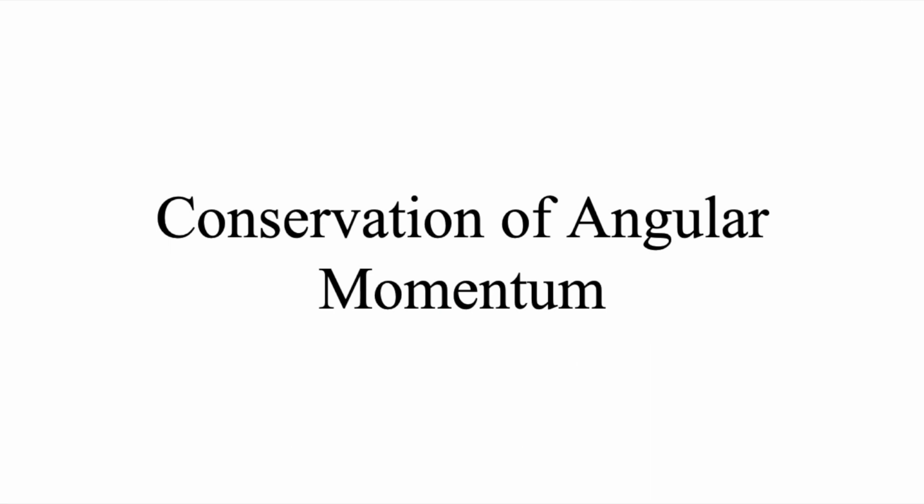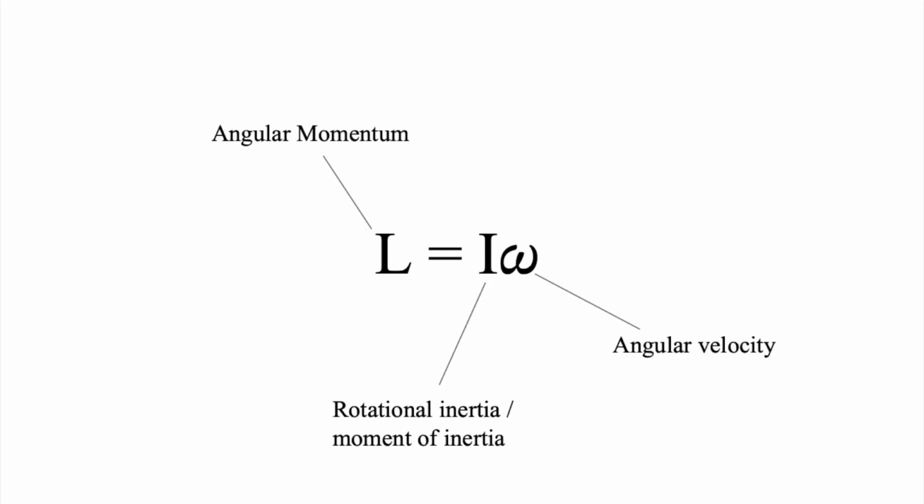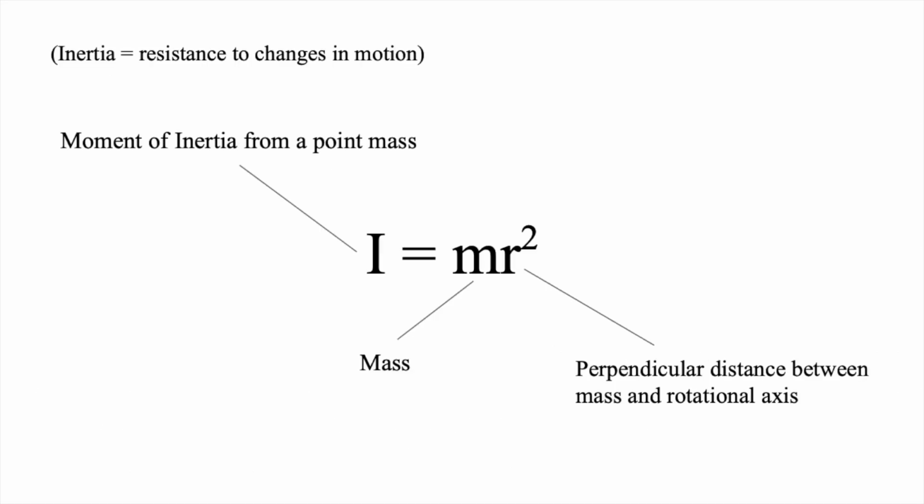Spins in figure skating can be explained by the conservation of angular momentum, which is defined by this formula. Inertia is defined as the resistance of an object to changes in motion, and rotational inertia, or the moment of inertia from a point mass, is equal to m times r squared. M is the mass, while r is the perpendicular distance between the mass and the rotational axis.